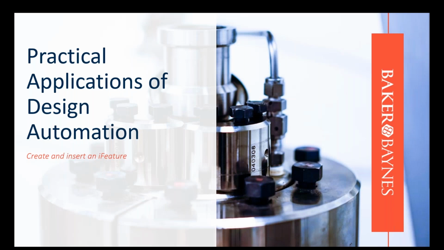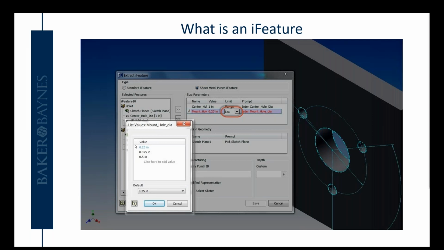Next up, we're going to look at creating and inserting iFeatures. So Autodesk Inventor's iFeatures are a handy time-saving tool. It allows you to save a feature or a set of features, even a whole part, out to a separate file so that you can reuse them later.